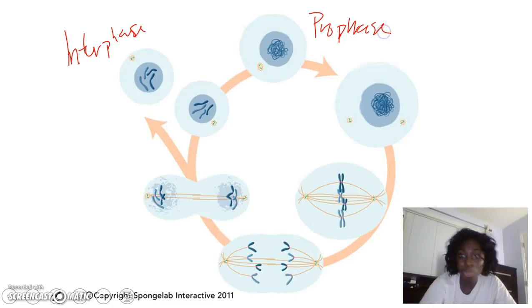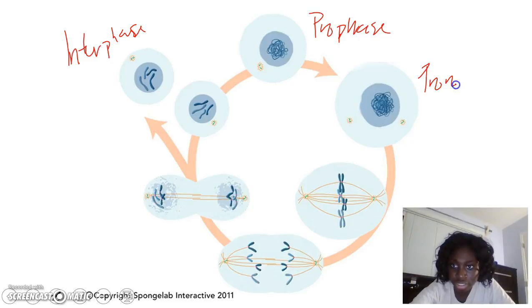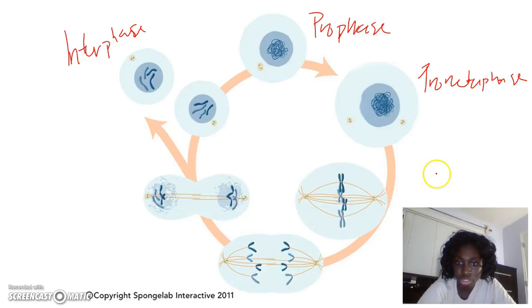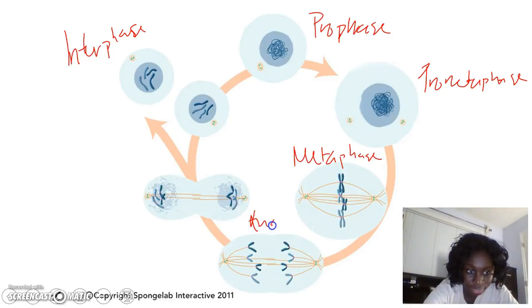Then during prophase, chromosomes condense from chromatin to chromatid, so the strands become shorter and thicker. They're more visible. In prometaphase, the nuclear membrane begins to disappear, spindle fibers begin to form, and you can see the centrioles start to move. Centrioles then connect spindle fibers to the kinetochores of the sister chromatids during metaphase, where they line up on the metaphase plate. And during anaphase, they begin to divide.